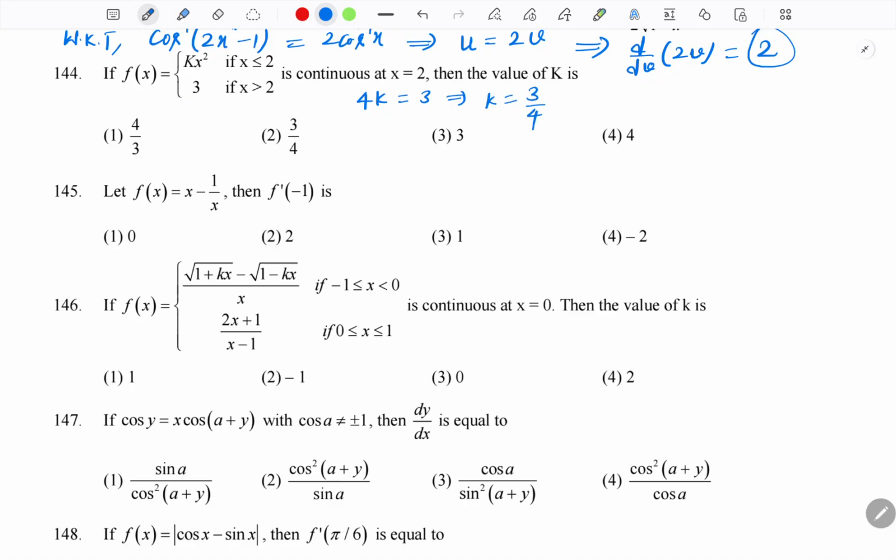These are just 1 to 2 second questions in our KCET exam. It's very lucky, right? This type of questions only you will get.